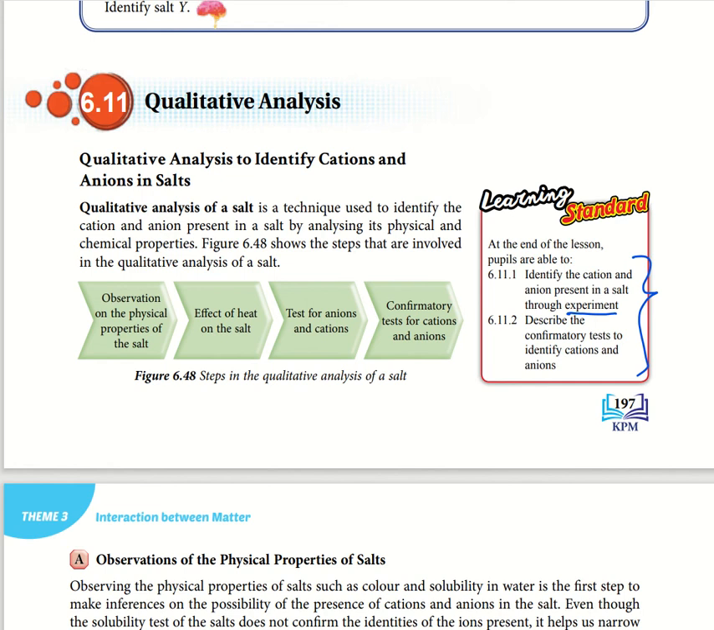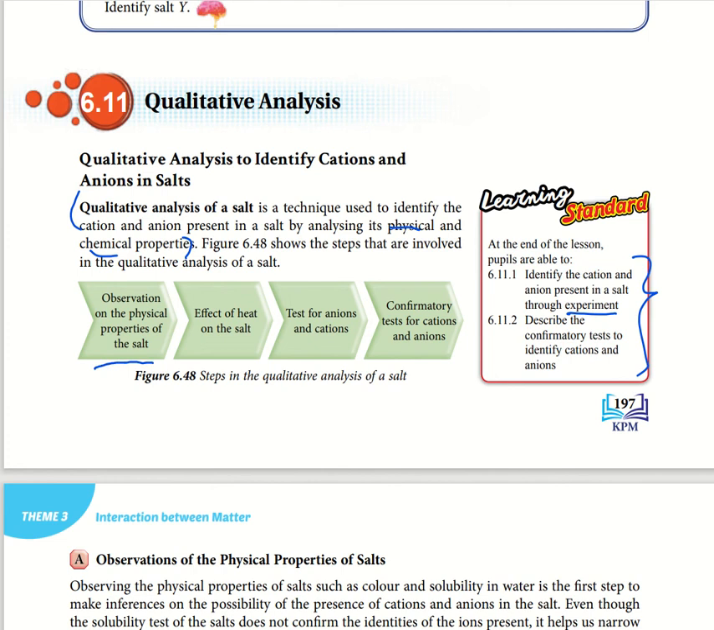This qualitative analysis is actually to predict what are the cation and anion present in a salt. Let's say you are like a forensic scientist. You are given a sample of salt that is unknown. Then you have to determine the cation and anion present in the salt. So what is qualitative analysis? Qualitative analysis is a technique used to identify the cation and anion present in a salt by analyzing its physical and chemical properties. So the steps involved are these.